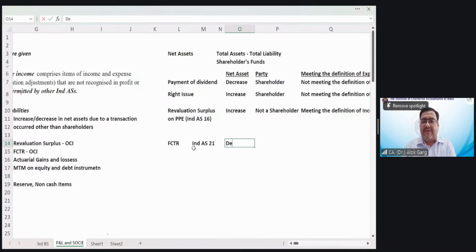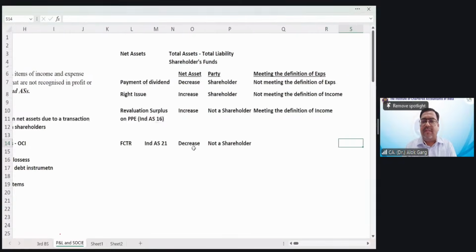So whether your net assets will decrease, answer is yes. Is it a transaction with shareholder? No. Is it meeting the definition of expense? Answer is yes. Meeting the definition of expense, yes. Are you getting me? This foreign currency translation reserve, you will read this concept in Ind AS 21.